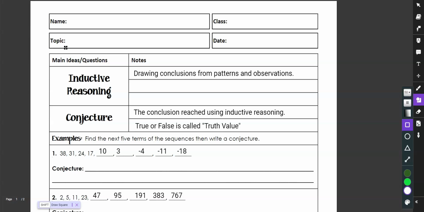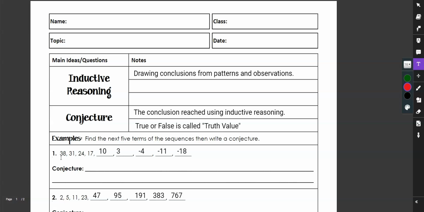All right, guys, let's try again on this lesson for inductive reasoning. So we are defining inductive reasoning as drawing conclusions from patterns and observations. A conjecture is the conclusion reached using inductive reasoning, and we call true or false being the truth value. So let's use some examples, and we're going to go ahead and write our conjectures.